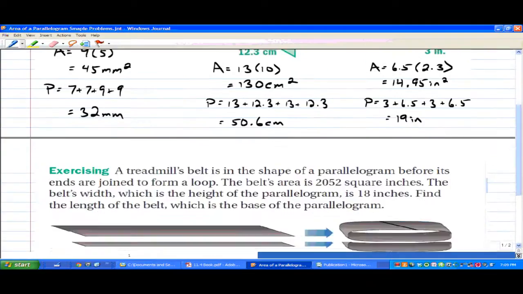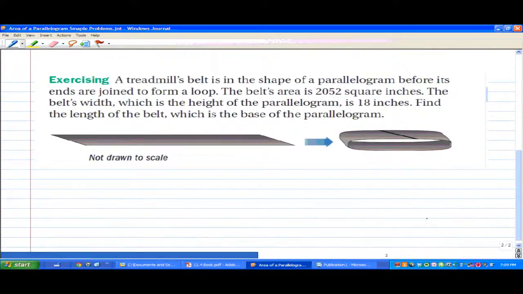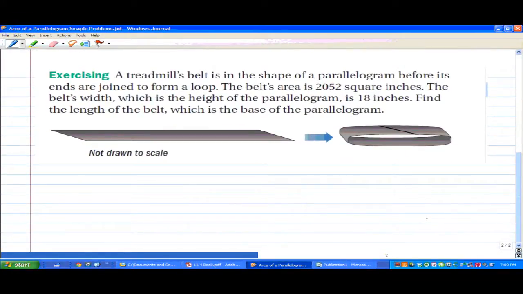All right. Next. A treadmill's belt is in the shape of a parallelogram before its ends are joined to form a loop. The belt's area is 2,052 square inches. The belt's width, which is the height of the parallelogram, is 18 inches. Find the length of the belt, which is the base of the parallelogram.